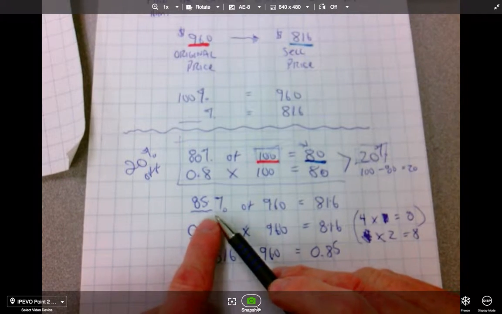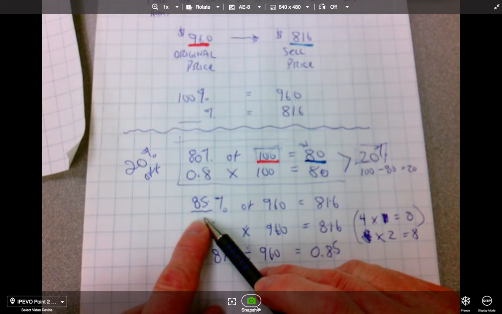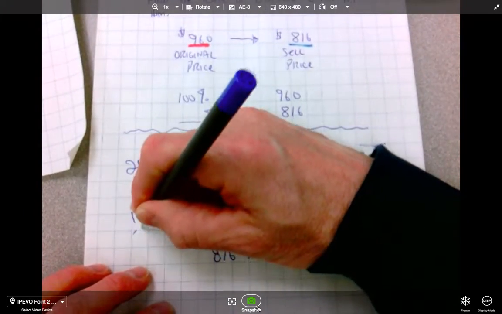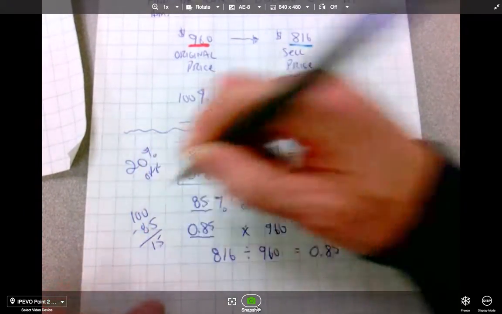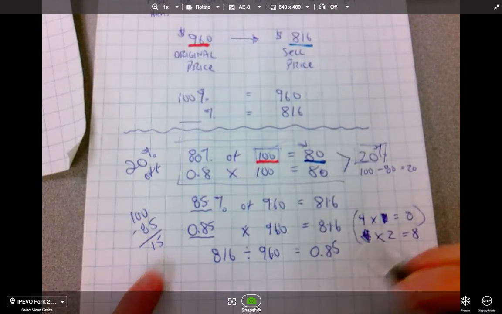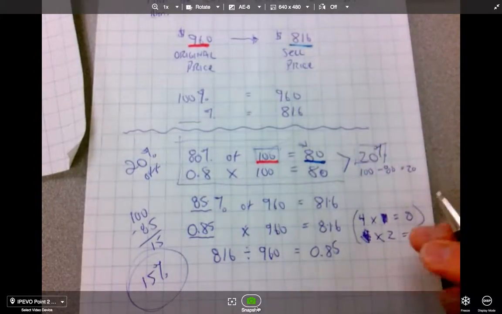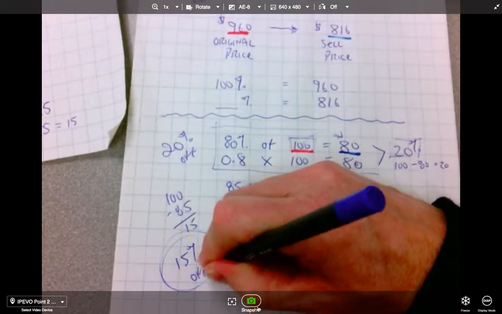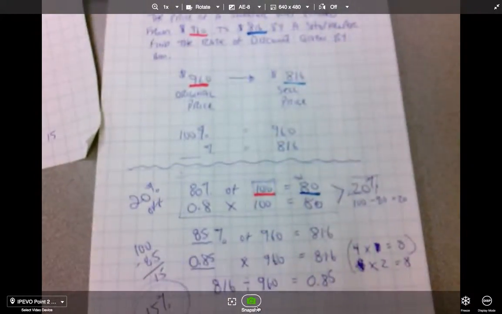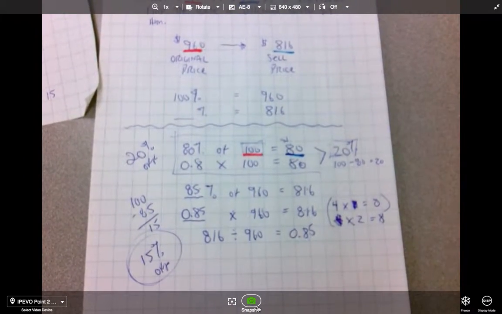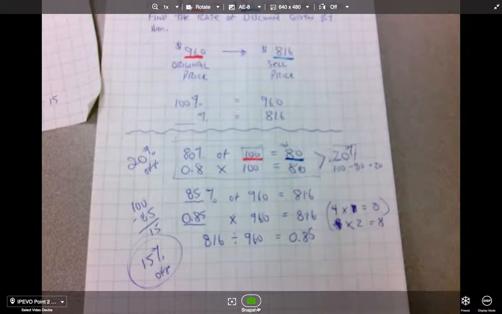So how much has been taken off of 100%? Well, if you did the math, you did 100 minus 85 and you got 15, which tells us that in this particular example, it's 15% off. So the price of the sweater has been slashed by 15%. Hope that makes sense.